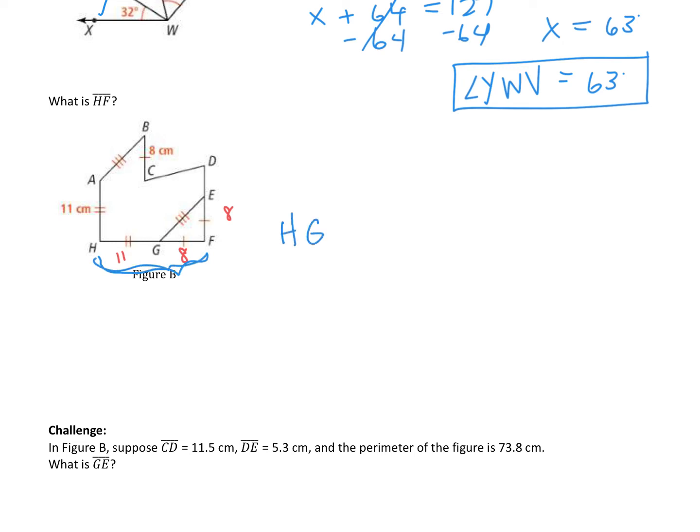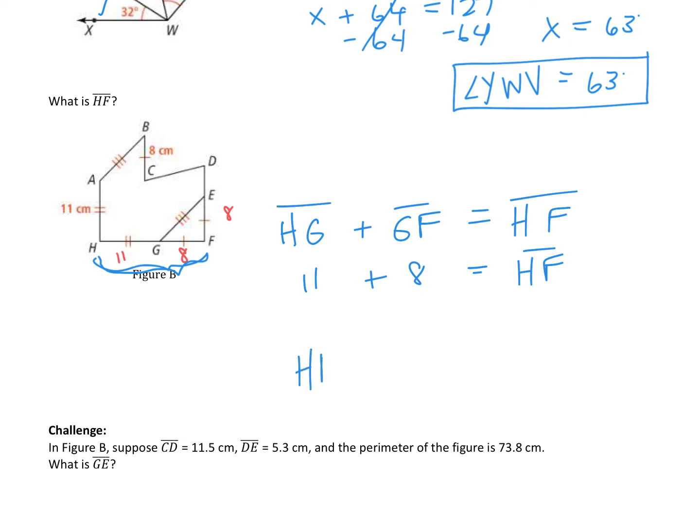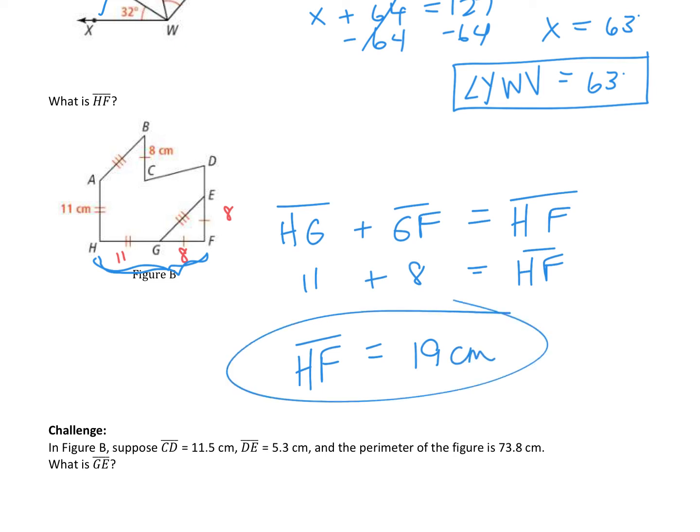So the segment addition postulate tells us that HG plus GF will equal the whole segment HF. Well, HG is 11, GF is 8, and 11 plus 8 is 19, so segment HF equals 19. And then they did give us labels, we're in centimeters, so we'll want to put centimeters on that. That's using our segment addition postulate.